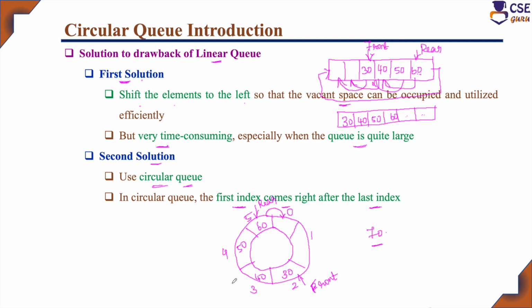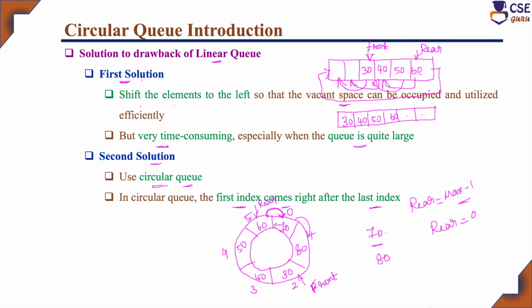Increment the rear position by 1. When rear is equal to max minus 1, if you increment the rear position, rear will point to the 0th position. Increment the rear position by 1 and place the element. Next, if I want to insert 80 also, increment the rear position by 1 and place the element. This is the advantage of circular queue.